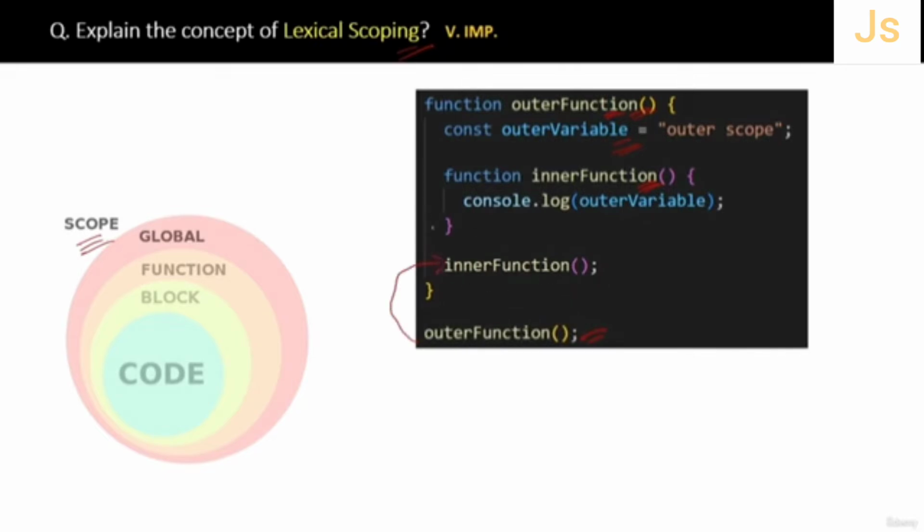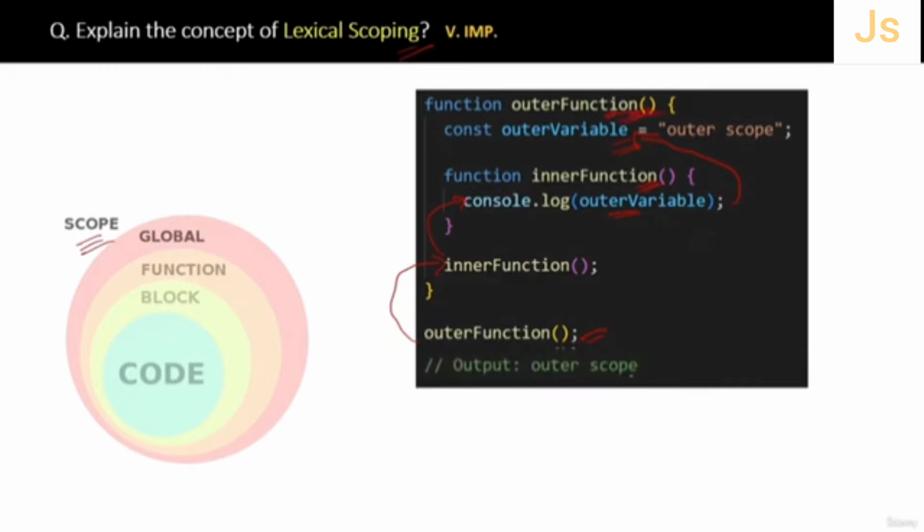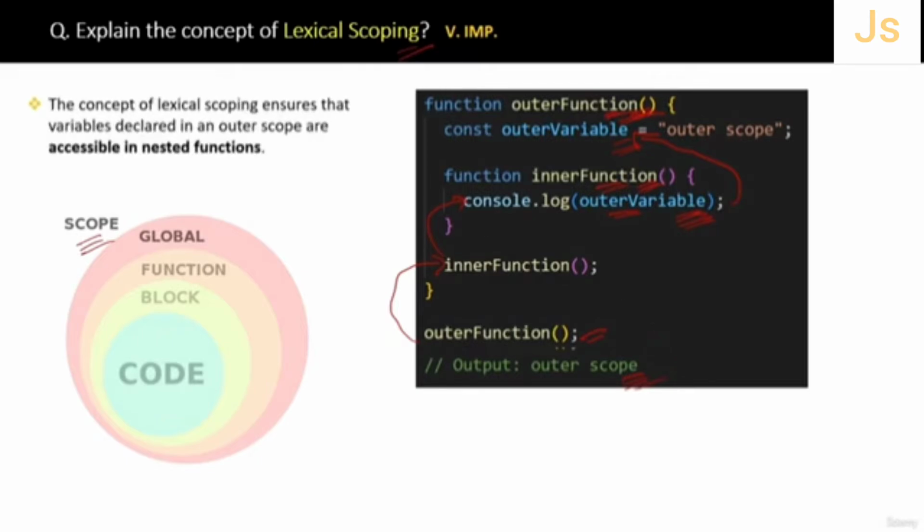Now listen carefully. The inner function is able to access this outer variable which belongs to the outer function, which is basically the parent function, and we will get the proper output. So here, this ability of the inner function to access the variable of the outer function is called lexical scoping, and this is the base of the closures also, right? The conclusion is, the concept of lexical scoping ensures that variables declared in an outer scope are accessible in nested functions also. This is the concept and that is the base of the closure.